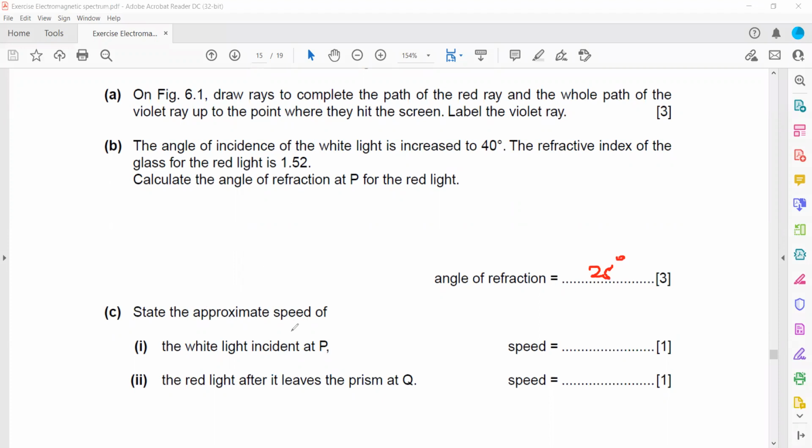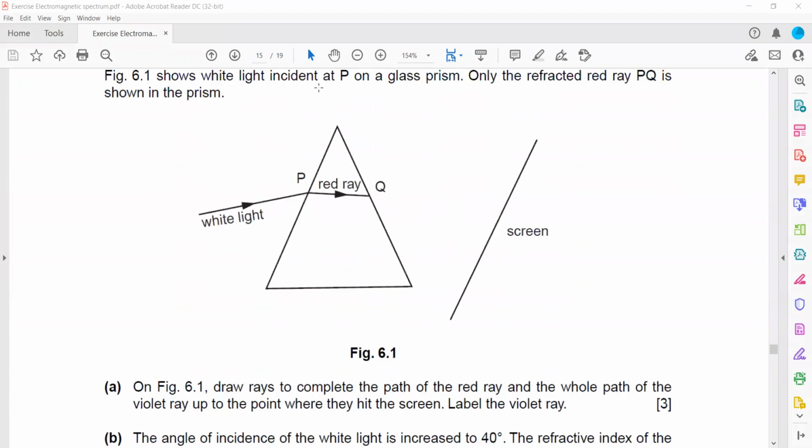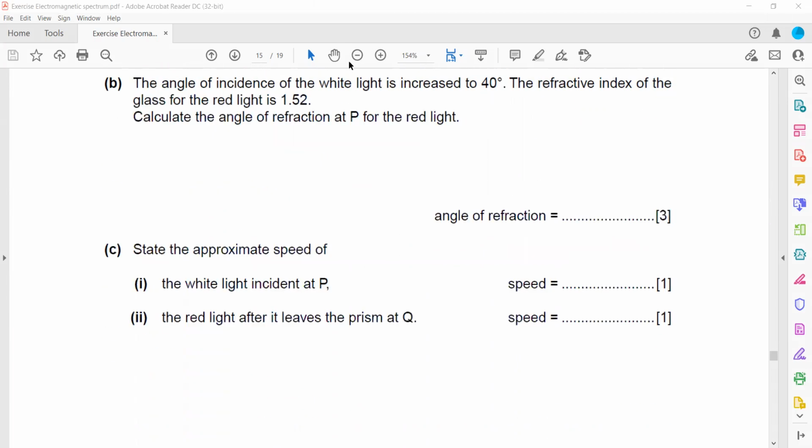Then state the approximate speed of white light at P and red light at Q. So at P, the white light is in air. So whenever it is moving in air, the speed of the light is 3 into 10 power 8. When red light is at Q, it is also in air. So what will be the speed? 3 into 10 power 8 meter per second. So these are free marks. This is 3 into 10 power 8. This is also 3 into 10 power 8 meter per second.